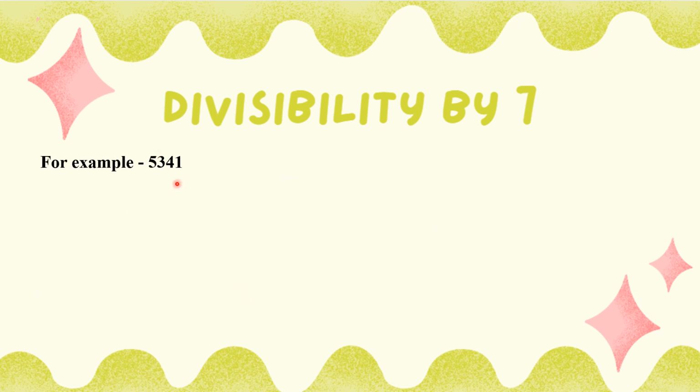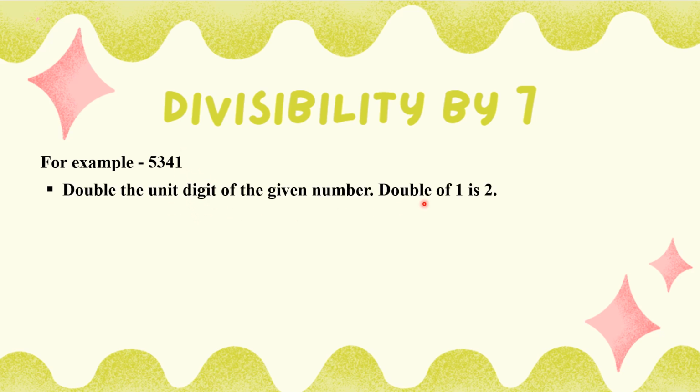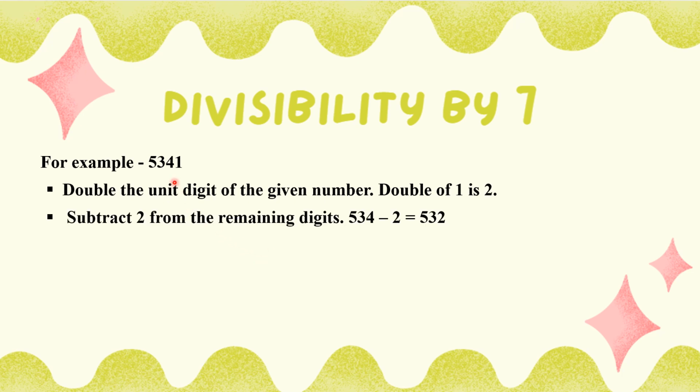Now I have taken a 4-digit number, 5341. According to the first rule, double the unit digit of the given number. Unit digit is 1, double of 1 is 2. Now I have to subtract 2 from the remaining digits. My remaining number is 534. So subtract 2 from 534.